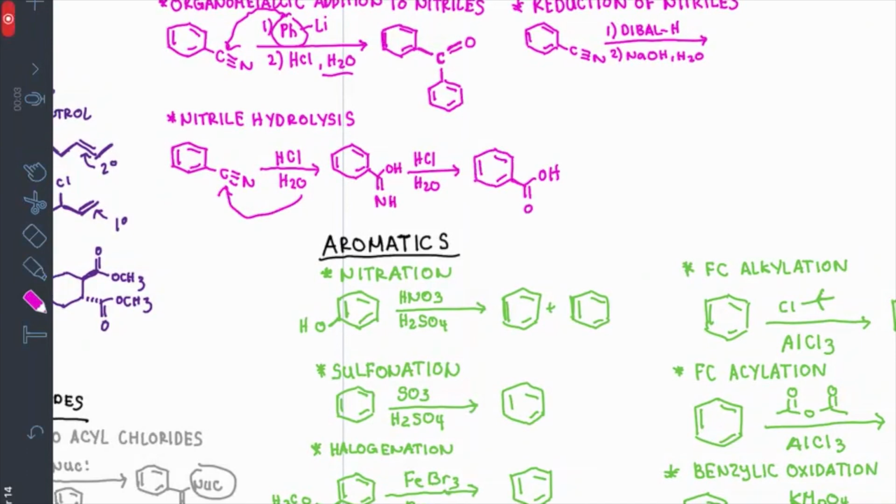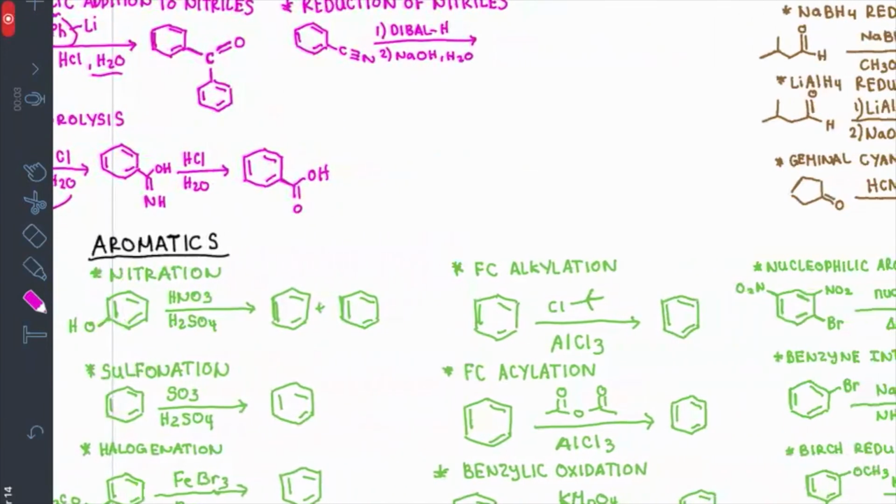Moving on to reduction of nitriles. If you remember, with reduction, we're adding on hydrogens. Okay. And so in this case, we will go from our nitrogen species to a double bonded O, and we're going to add a hydrogen onto there. Okay. And so we're creating an aldehyde.